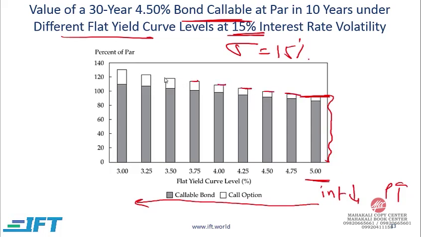But notice, as interest rates go down, the value of the call option increases. So the value of the call option here at a 3% interest rate is much more than the value of a call option at a much higher rate of 5%. The reason is, at lower interest rates, the call option is more likely to be exercised, and that is why it has a higher value.